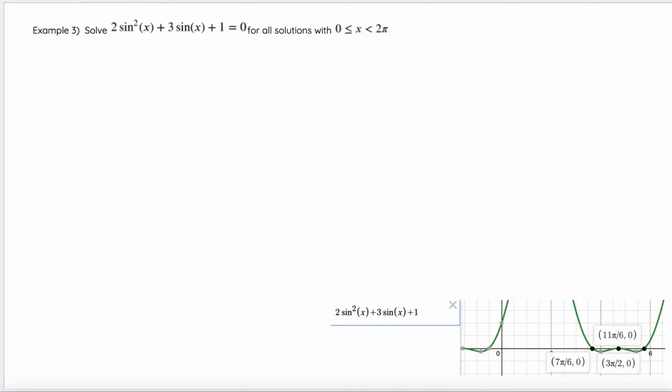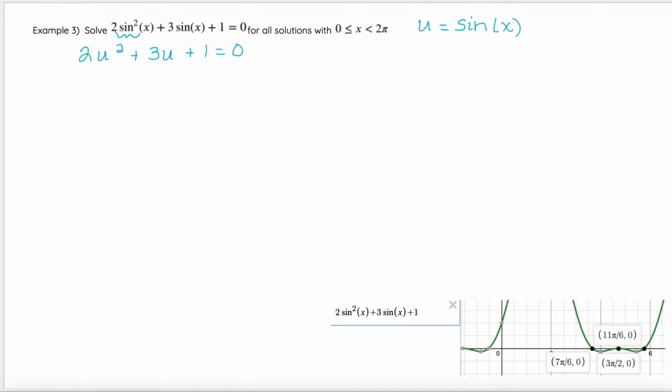Here we have 2 times sine squared of x plus 3 times sine of x plus 1, also between 0 and 2 pi, where 2 pi is not included in our solution. This also looks quadratic if we were to replace sine with u. So let's let u equal sine of x just to see this process again. So 2u squared plus 3u plus 1 equal to 0.